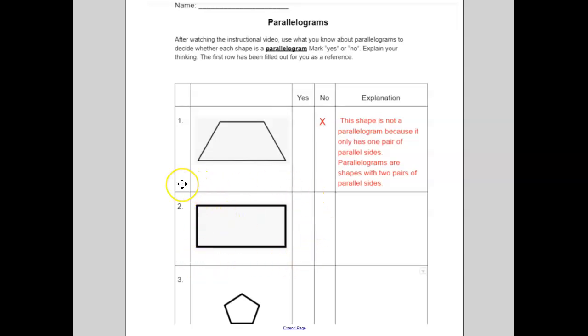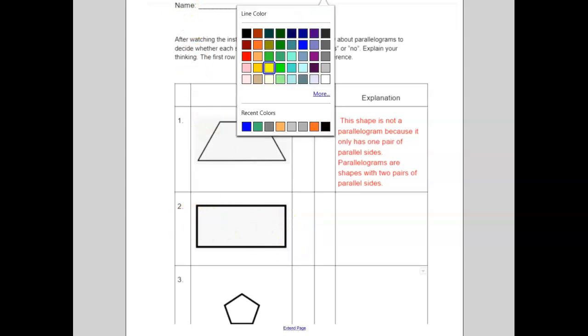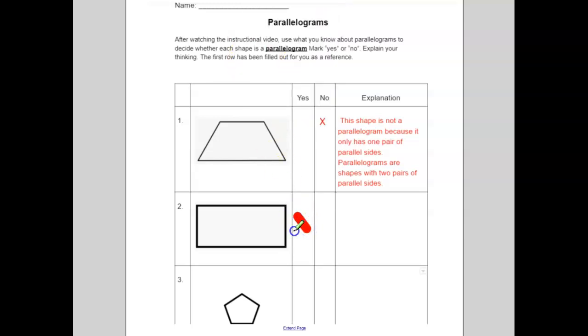Let's start this one together. So, is it a parallelogram? Well, let's start. Does it have four sides? Yes, 1, 2, 3, 4. Does it have two pairs of opposite parallel sides? Okay, so here's one side. Is its opposite side parallel? Yes. Let's test this one. Are there opposite parallel sides? Yes. So for this one, I would mark that it is a parallelogram because it has two pairs of parallel sides. Wonderful job. You guys will complete this assignment on your own and turn it in to me.